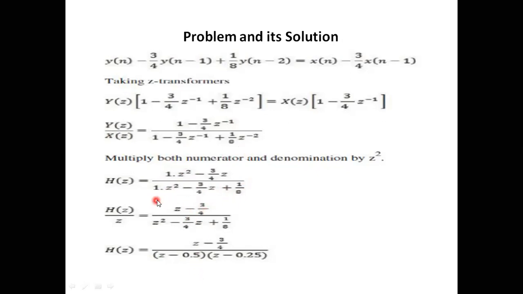Clear? So after finding the roots, you will get these roots, 0.5 and 0.25. Clear? They are in the numerator, since z is common, so take z common and move it to the LHS. So the LHS becomes H of z divided by z. Clear? So your equation becomes like this.